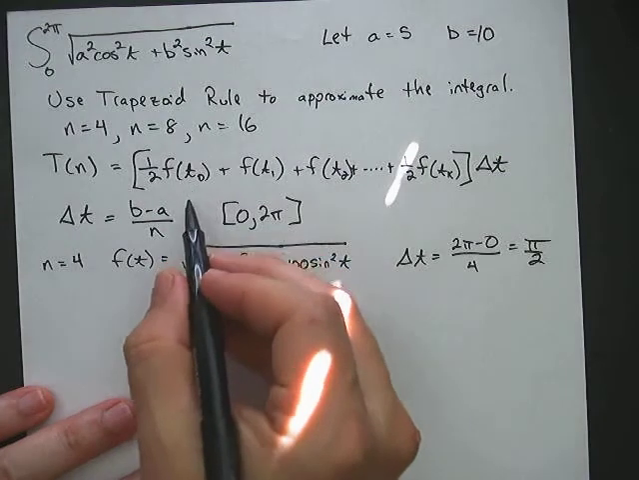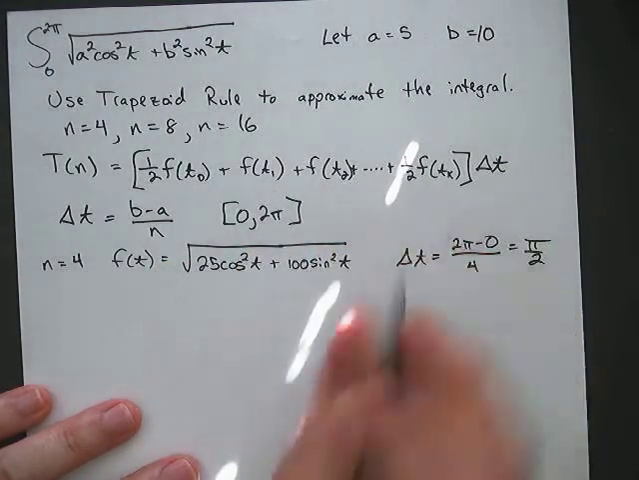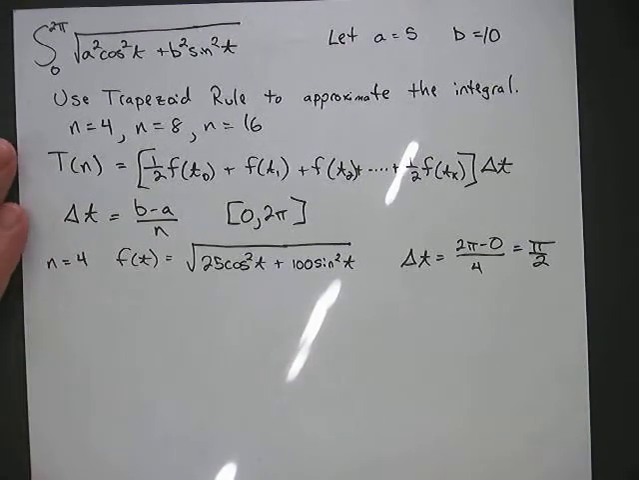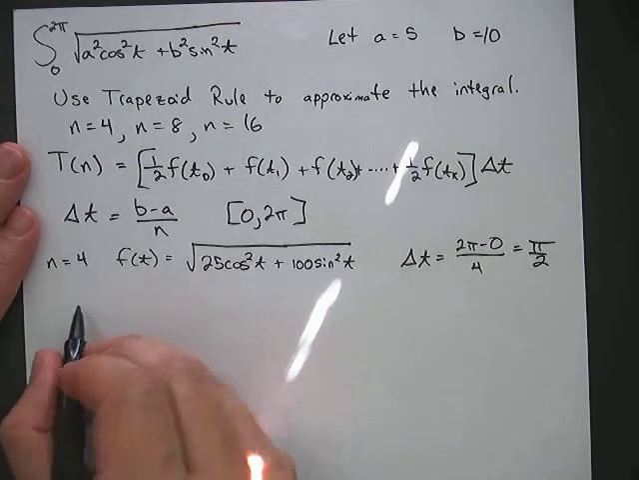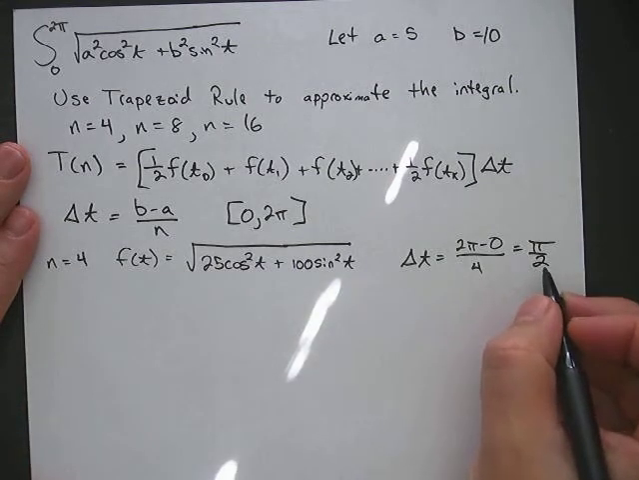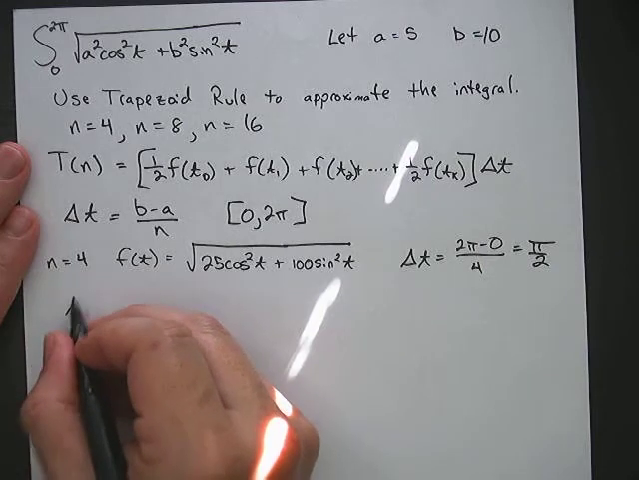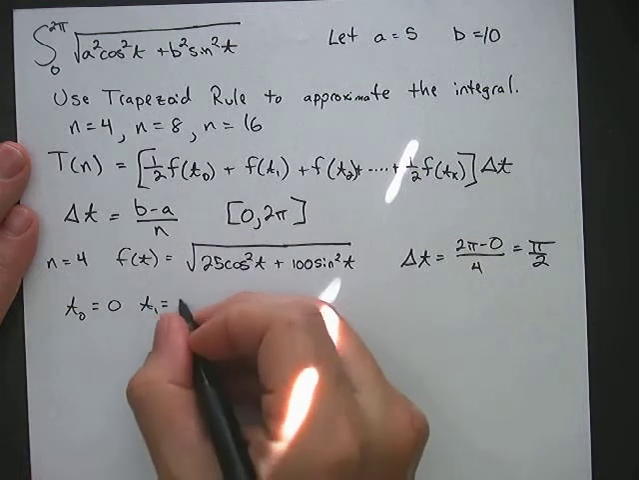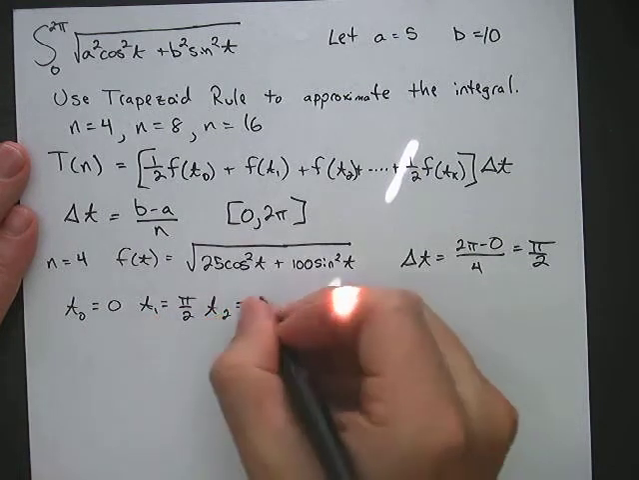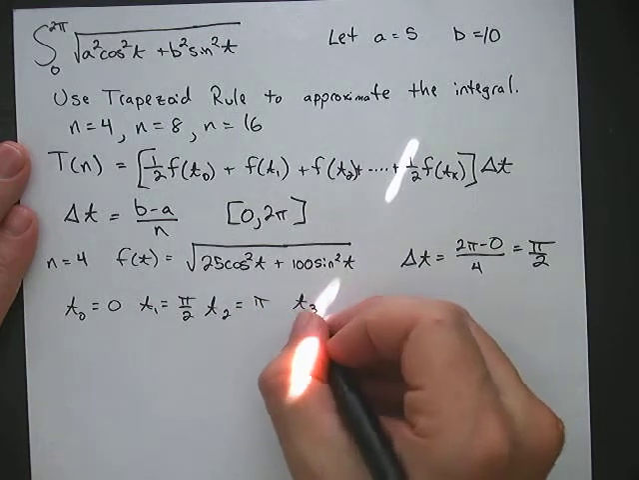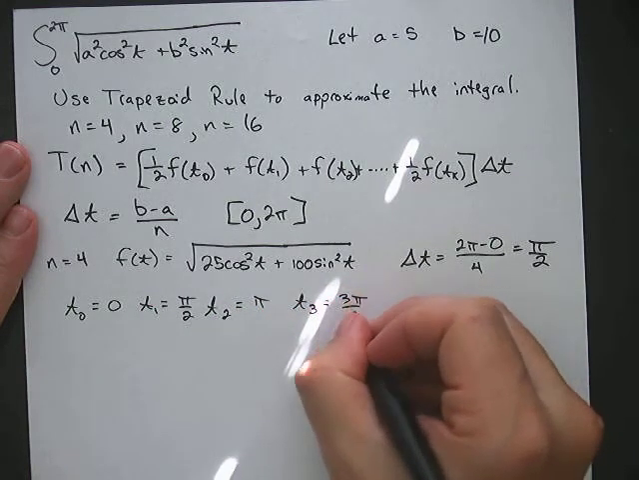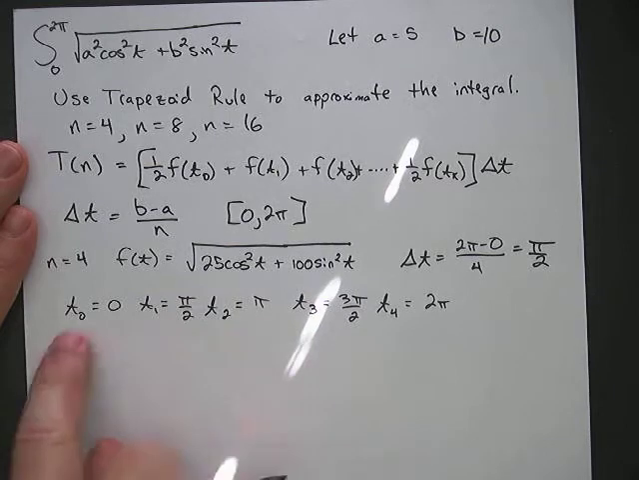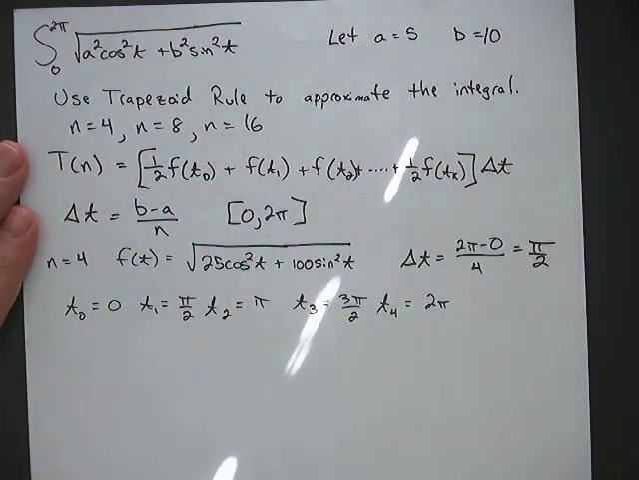And for this, what are our t sub 0, t sub 1, t sub 2, all the way out? Well, we know we have 4 subintervals, so if we're on 2 pi, every pi over 2 is going to be a subinterval. So we'll start at t sub 0 is equal to 0, and then t sub 1 is equal to pi over 2, t sub 2 is equal to pi, t sub 3 is equal to 3 pi over 2, and t sub 4 is equal to 2 pi. Okay, so those will be the numbers that we'll plug into the function value here.